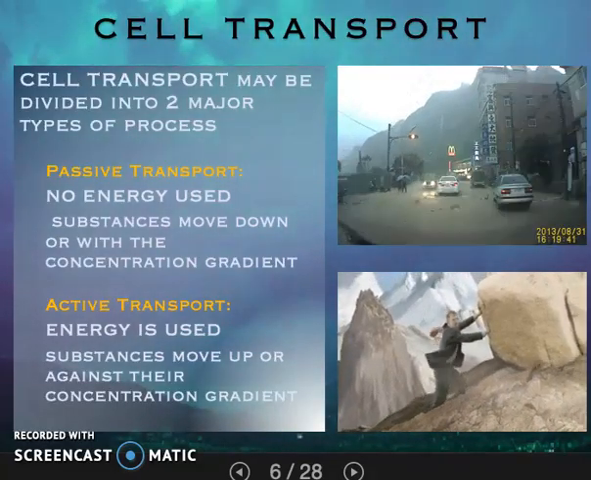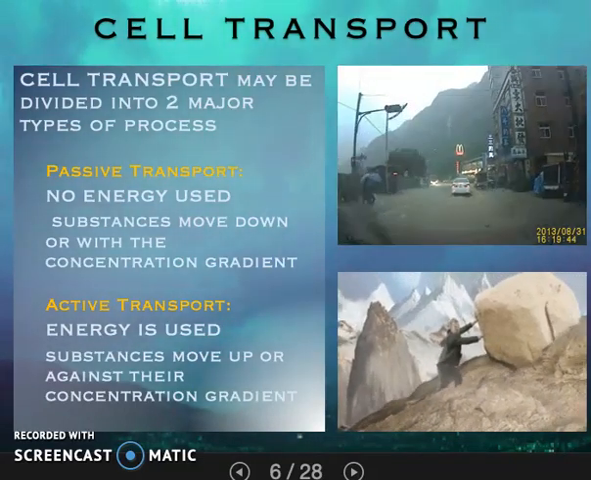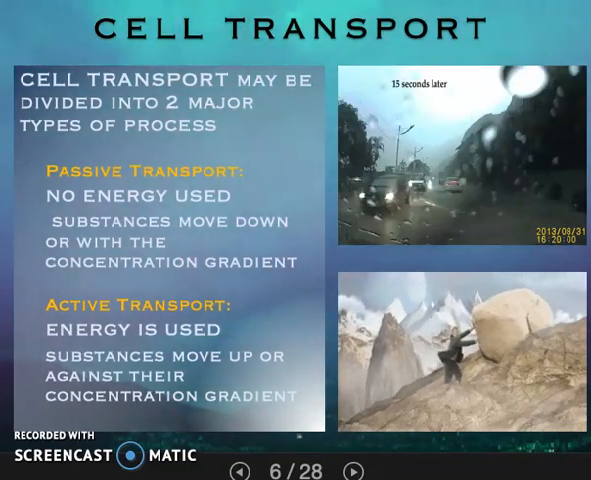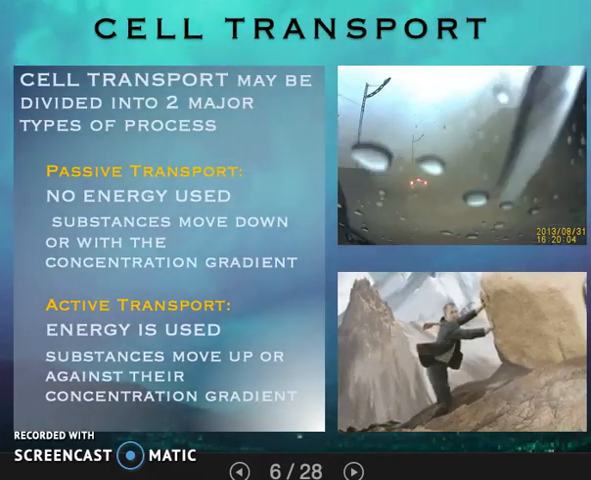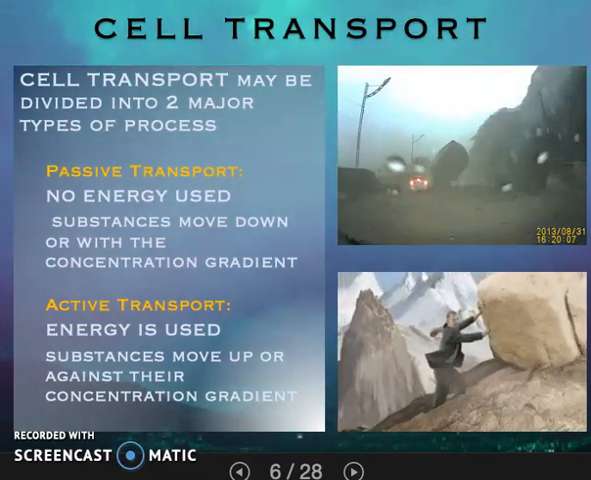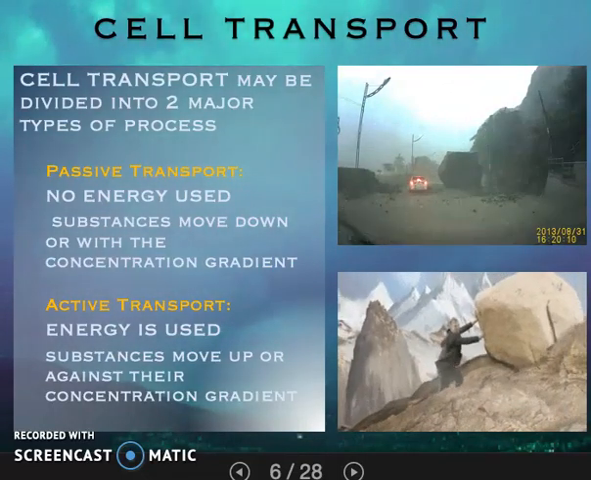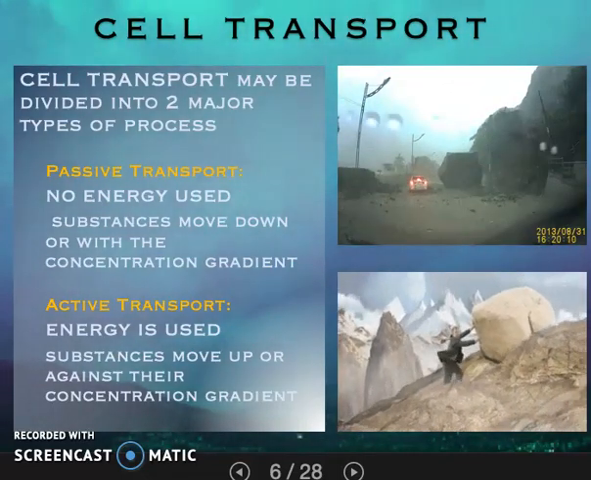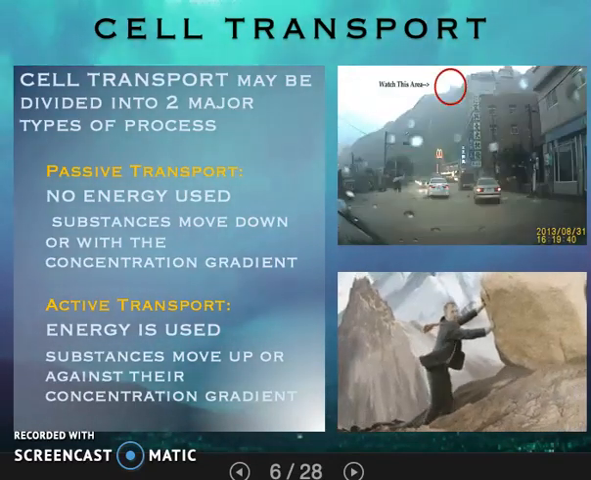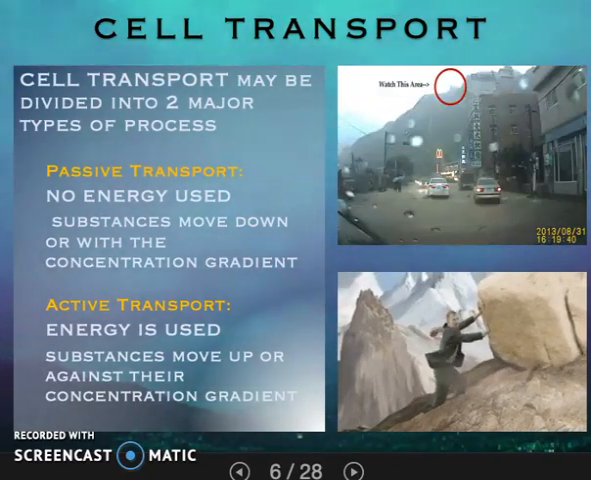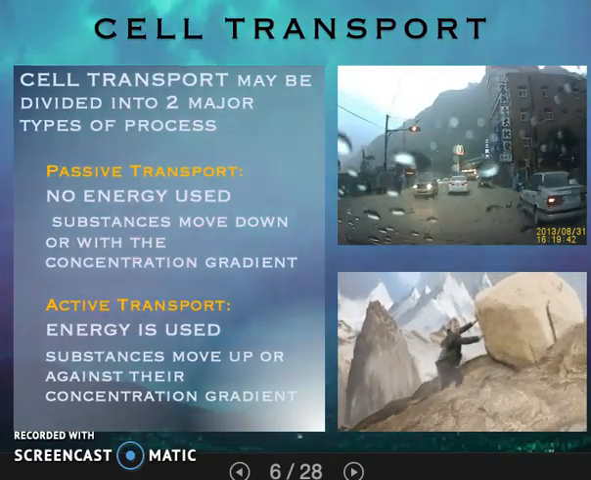And in that sense, we divide cell transport into two types, active and passive transport. Passive transport is easy to identify. No energy is used, and material moves down the gradient. You can see this boulder just move down the gradient there. On the other hand, active transport always requires energy, and it moves substances up their concentration gradient.